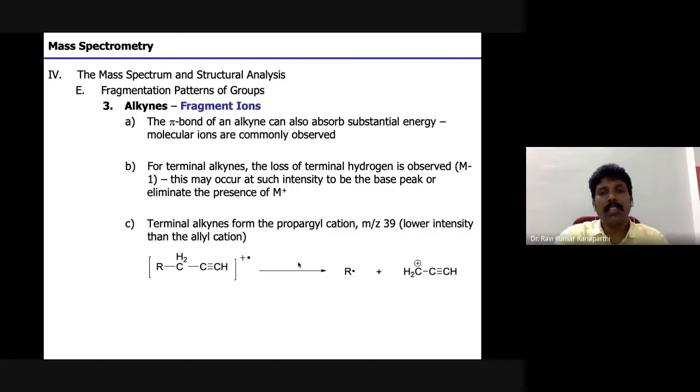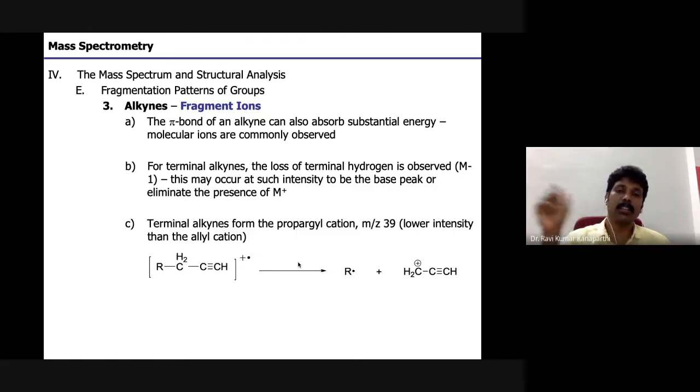Then next one is the alkyne. After the discussion of alkane and alkene, we have alkyne, where we come across the triple bonds. In the case of alkynes also, we will see very clearly the molecular ion peaks. So there is no difference at all. And the terminal alkynes will give you an M minus 1 peak.